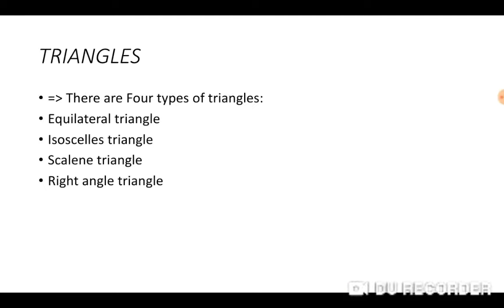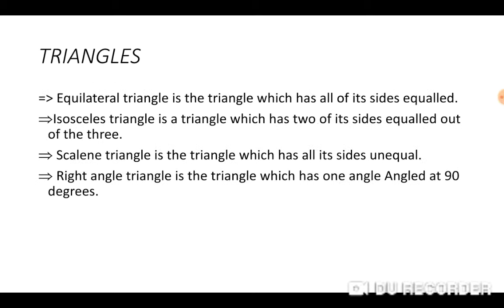Now there are 4 types of triangles. The first is equilateral triangle, second is isosceles triangle, third is scalene triangle, and fourth is the right angle triangle. Now an equilateral triangle is the triangle which has all of its sides equal. Second, an isosceles triangle is a triangle which has two of its sides equal out of the three. Third, a scalene triangle is the triangle which has all its sides unequal. And fourth, a right angle triangle is the triangle which has one angle at 90 degrees. Let's move to the next point.